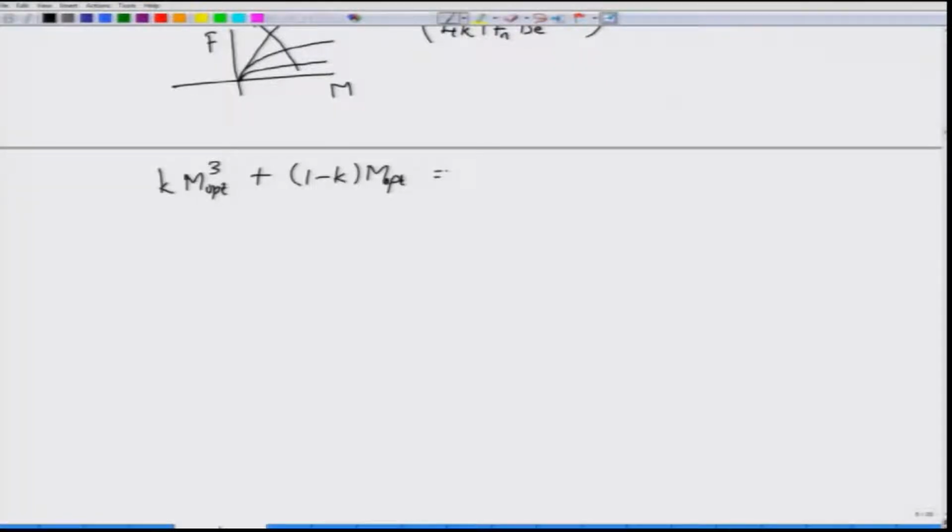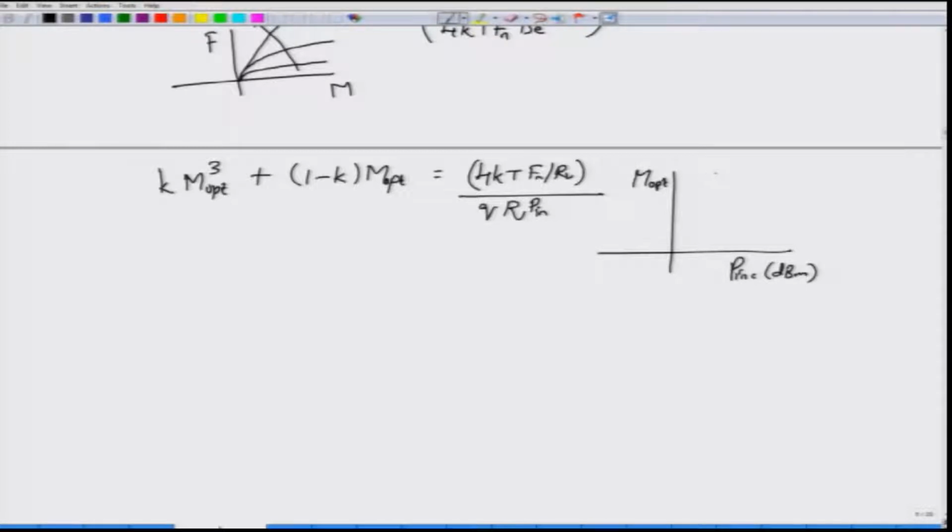It is a straightforward exercise. The resulting expression is a little bit tedious, but you get here, this is the thermal noise variance, 4kTFn by R, divided by QRPin. I am of course neglecting the dark current in all these expressions. If you plot the optimum value of m for different incident optical powers measured in dBm, you will see that the optimum value of m decreases as incident optical power increases. This happens for k equal to 0, and these are the values for increasing value of k. Remember that k is the ionization parameter dependent constant. So, this is for the APD.